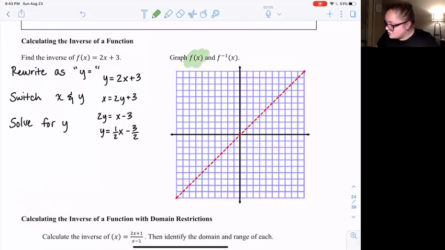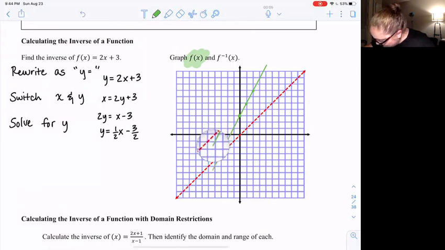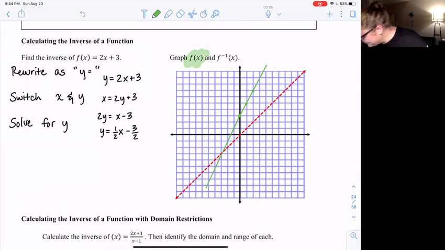Okay. So f of x is 2x plus 3, a pretty easy linear equation. It's got a y-intercept of plus 3 and a slope of 2, so over 1, up 2, over 1, up 2. Beautiful linear equation here. And let's bring that down this way as well. So that is our first equation.